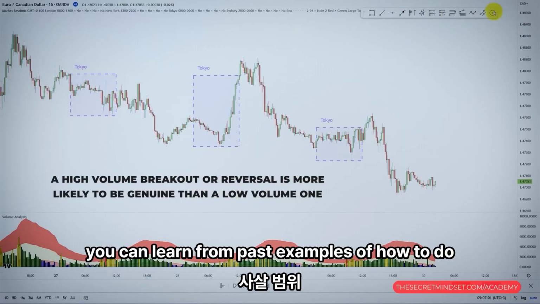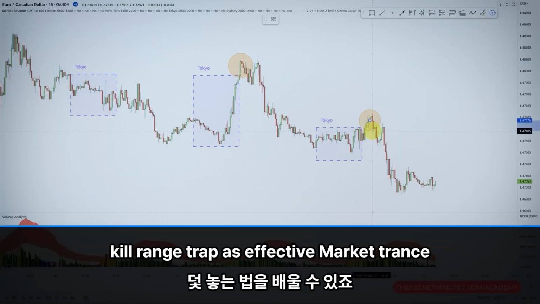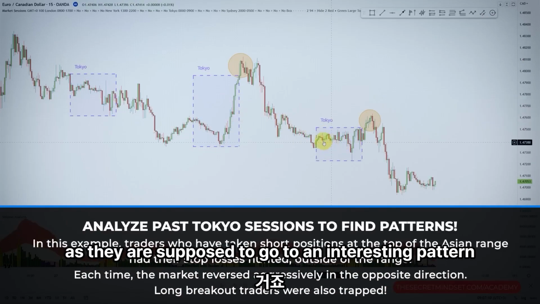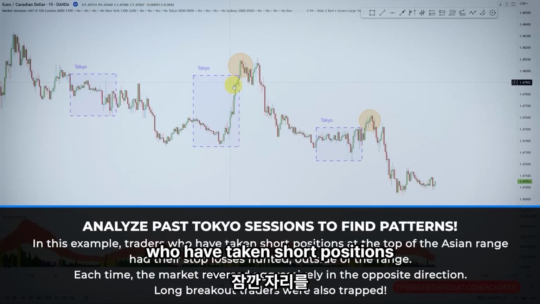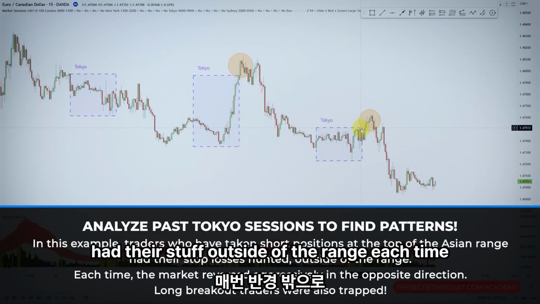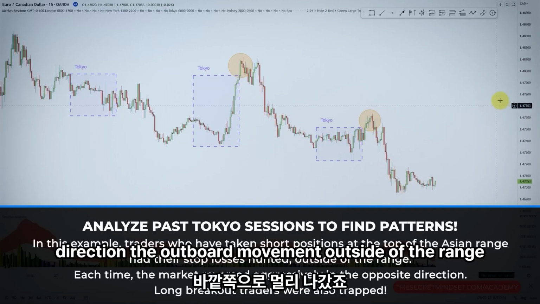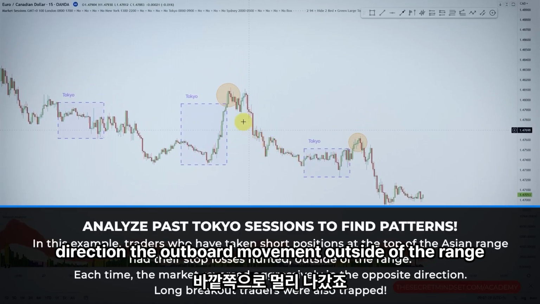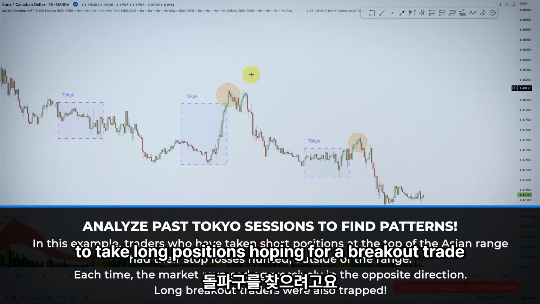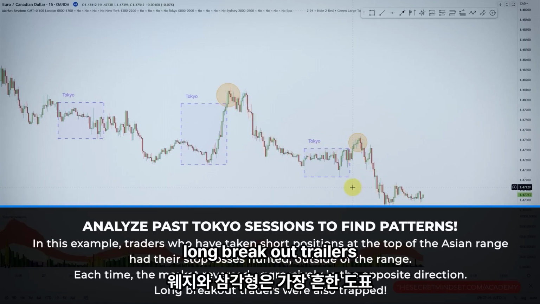Additionally, you can learn from past examples of how the Tokyo range trap has affected market trends. If you analyze these consecutive Tokyo sessions, you'll see an interesting pattern. Range traders who have taken short positions at the top of the Asian session had their stop-losses hunted outside of the range. Each time, the market reversed aggressively in the opposite direction. The upward movement outside of the range also seduced traders to take long positions, hoping for a breakout trade. And that's the second batch of traders who were trapped, long breakout traders.